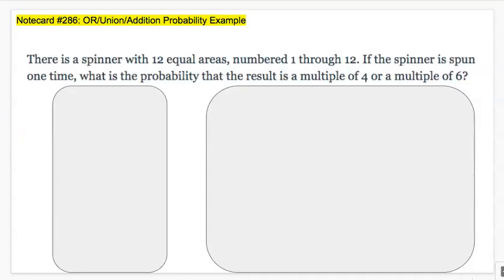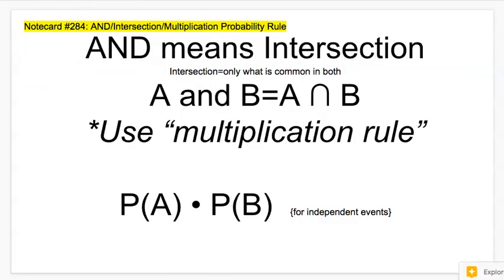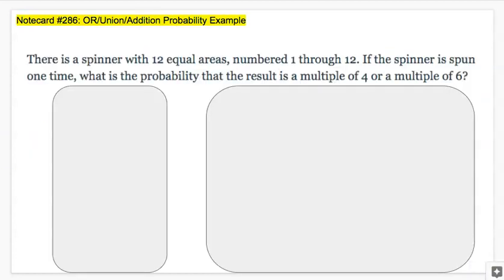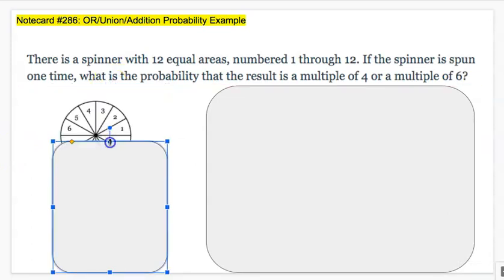All right, let's do an example of OR, of the union. Now remember, the OR ones, we use the addition rule, okay? So, there's a spinner with 12 equal areas. Here's the spinner. You wouldn't have to draw it. I just want you to see it. I'm getting this from Delta Math, okay? It's numbered 1 through 12.